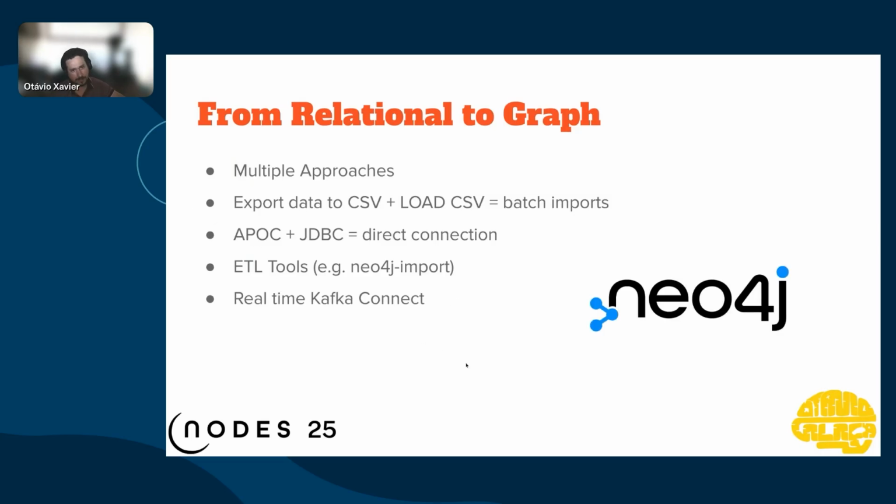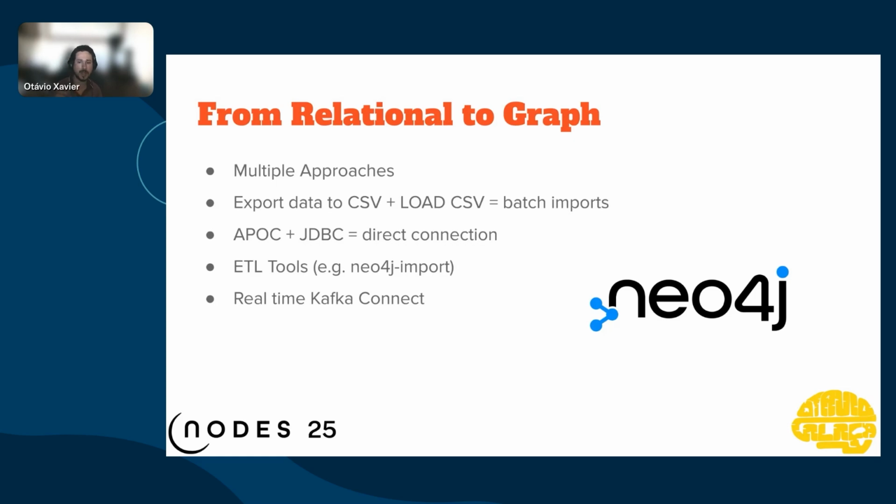There are multiple ways to get the data from a relational database and put it in Neo4j. The most common ones are, for instance, exporting the data as a CSV and using LOAD CSV. It's really fast, but it's a batch process, so it's not real time. You need to create the file and load this file from time to time, like every day or once a week, things like that. One possible way to do this connection in real time is by using APOC combined with JDBC.